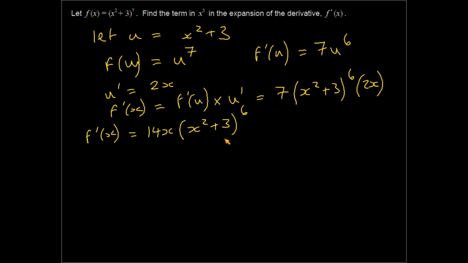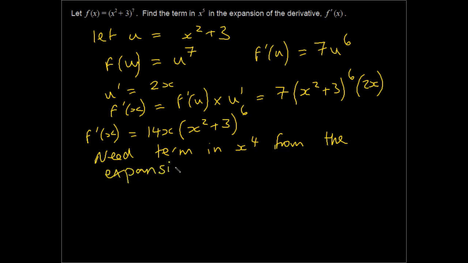Okay, so I've worked out what the derivative is. So what I'm going to need to do next is expand it so I can work out what the term in x to the 5 would be. Now, since I've already got 14x here, I'm going to need the term in x to the 4 from this expansion. So I'm going to need the term in x to the power of 4 from the expansion of (x squared plus 3) to the power of 6.